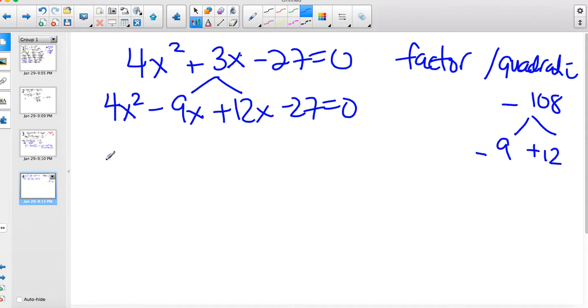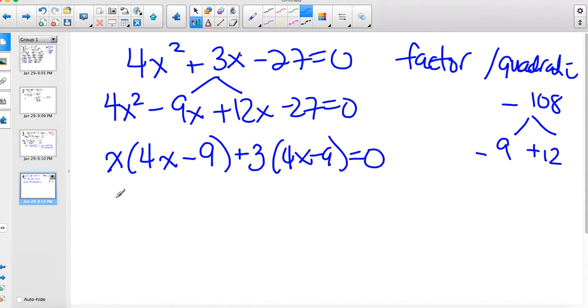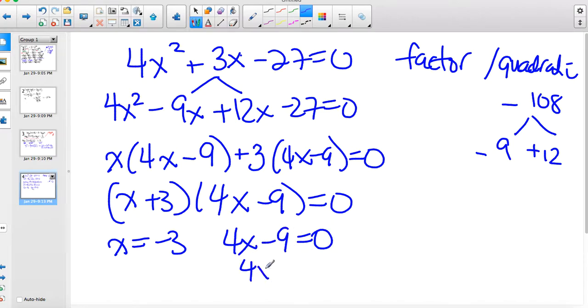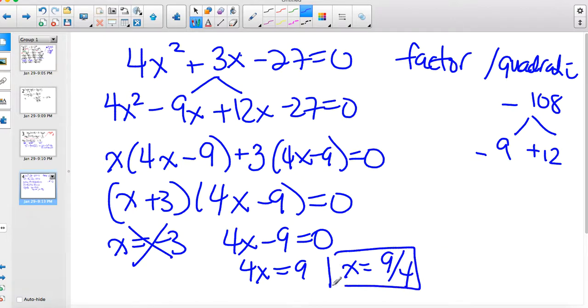You guys could make your own methods of factoring. I don't care what you use as long as you're getting the right answer. Plus, I could take out a 3, and I'm left with (4x - 9) equals 0. So my answer is (x + 3)(4x - 9) equals 0. So x equals negative 3, and 4x minus 9 equals 0, 4x equals 9, x equals 9 over 4. We reject this one, and our answer is x is equal to 9 over 4. Okay, next question.